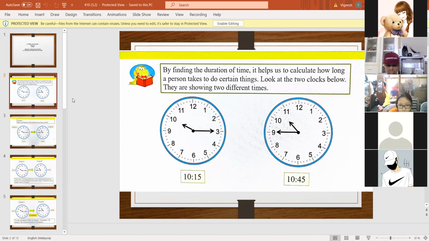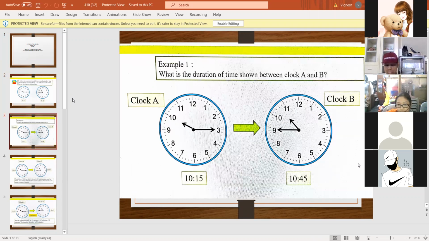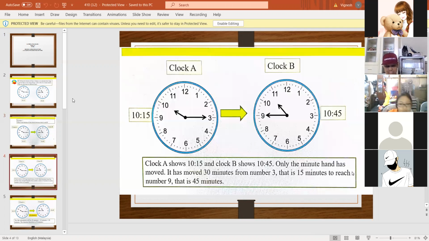So the first clock is showing 10:15. The second clock is showing 10:45. Okay, so clock A and clock B. Let's say the question asks, what is the duration of time shown between clock A and clock B? How to find it?